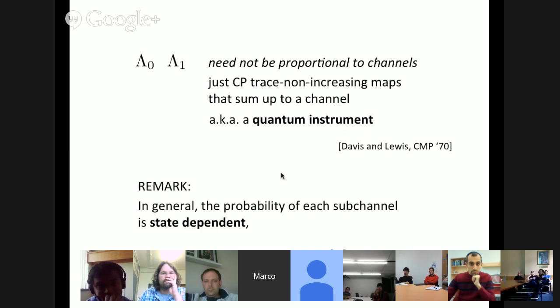Notice that when we had the completely positive trace-preserving maps just rescaled by a probability, the probability of each subchannel, like lambda 0 and lambda 1, was a constant, independent of the state. But now when we move away from, let's say, maps that are proportional to channels, we have that the probability of each subchannel happening is state-dependent, like here.